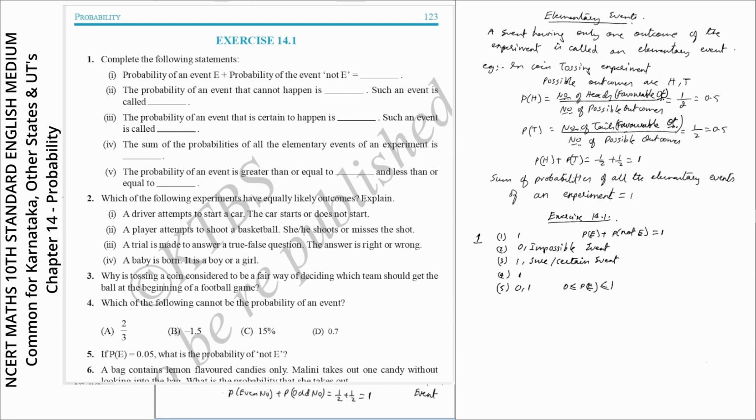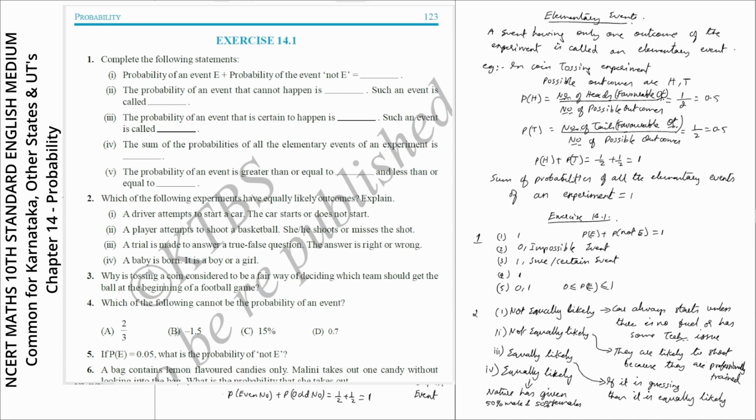Fifth sub question: the probability of an event is greater than or equal to 0 and less than or equal to 1. In general, if E is an event, then the probability of that event is always greater than or equal to 0 and less than or equal to 1. This is true for any experiment, whether it is a coin tossing experiment, a dice throwing experiment or any other experiment. And that completes question 1.